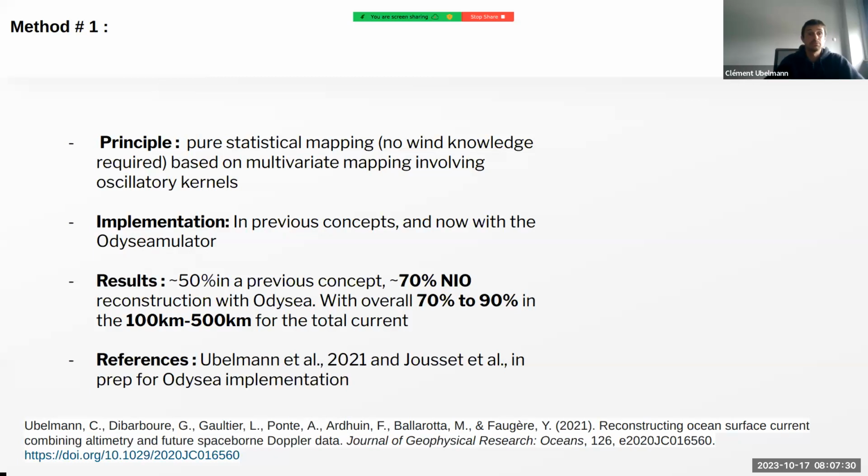And the result is, thanks to the very large swaths and good time revisits of Odyssey, up to 70% of NIOs can be reconstructed in simulations, with an overall 70 to 90% in the 100-500 kilometer band for the total current. So not only do we better reconstruct NIOs, but by avoiding aliasing we can also reconstruct the whole range of spatial scales of the surface current.